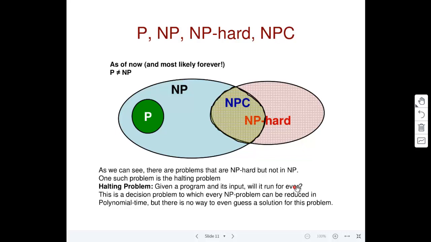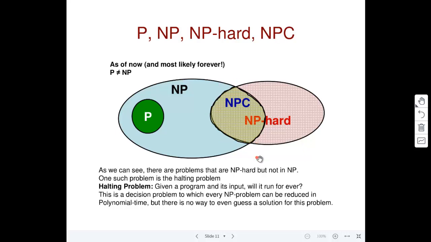Now, this problem is not in the class NP, but every problem in the class NP can be reduced in polynomial time to this problem, the halting problem. So it is an NP hard problem, but it is not in the class NP. Now, if a problem is both in the class NP as well as NP hard, then it is said to be an NP complete problem. So the NP complete problem is basically the intersection of these two classes of problems. A problem is said to be NP complete if it is both in the class NP as well as in the class NP hard. Then all those problems that are both in the class NP and NP hard are said to be NP complete problems.